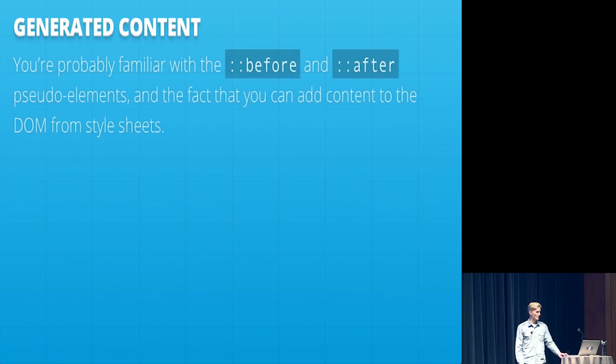Pseudo elements. Who knows what these are? Not too many, but well, let's see. Generated content is what you kind of use these for. And the before and after pseudo elements are the most common ones. Now that we're starting to get shadow DOM in browsers, you will end up seeing more of these, but these are the ones that are now available widely.